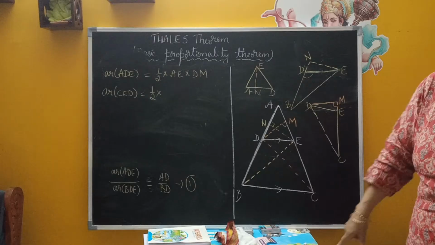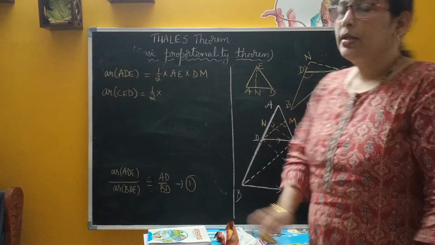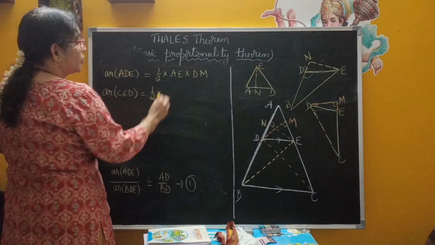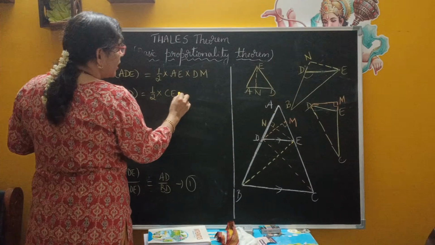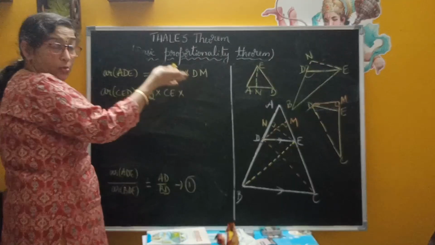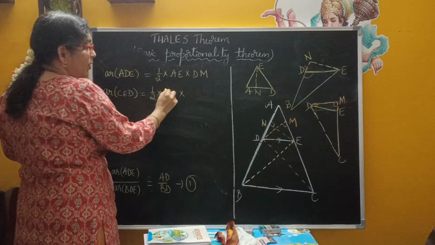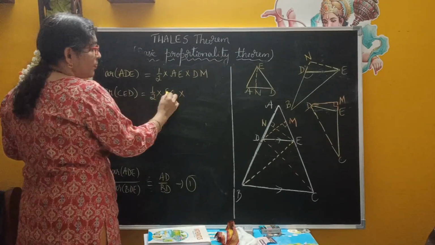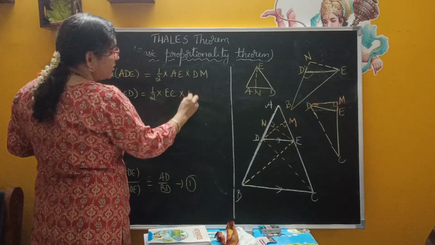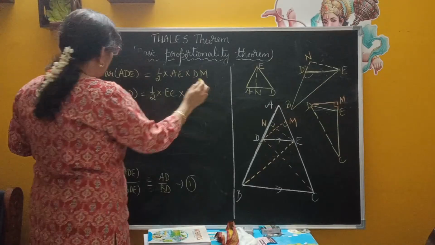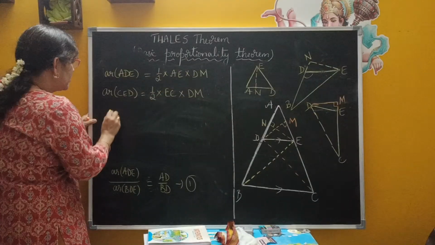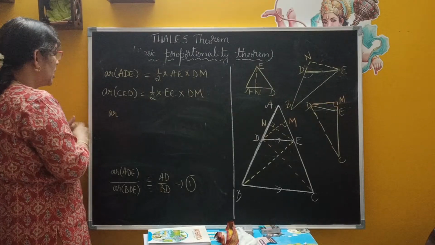Okay, obtuse angle triangle. So it is equal to half into, which is the base? CE is the base now, into CE or EC also we can write, because in the to-prove statement we have written EC. So let it be like that only. EC into, which is the height? Height is DM.